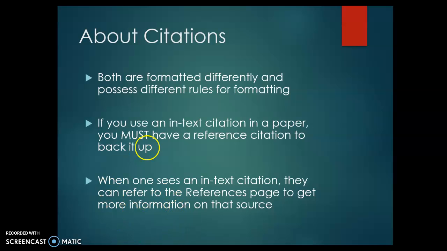If you use an in-text citation in a paper, you have to have a reference citation to back it up. If you use any type of reference citation in your references section, you have to have at least one instance of using an in-text citation in the content of your paper. You never want to have one that's floating alone without the other. They are connected. They're signaling. That's the nature of an attribution.